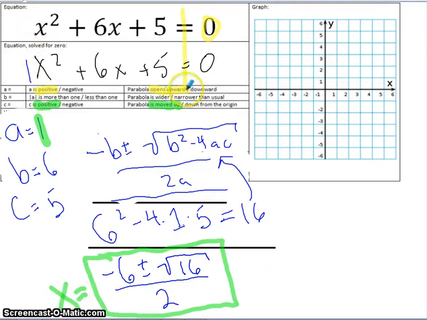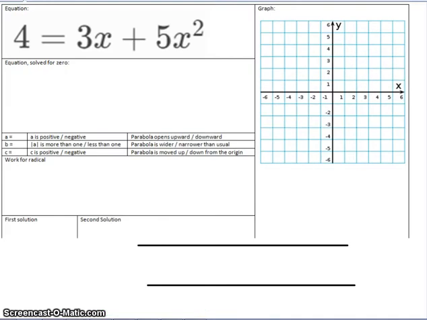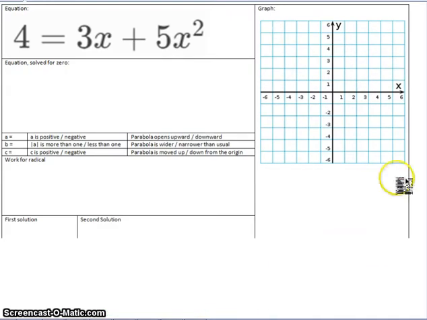All right, moving on to the next question. Okay, so same thing as last time, except in this occasion, this equation is not already solved for 0, so I have a little bit of work in front of me. I'm going to need to move this 4 to the other side in order to get this all by itself. So I do that by subtracting 4.